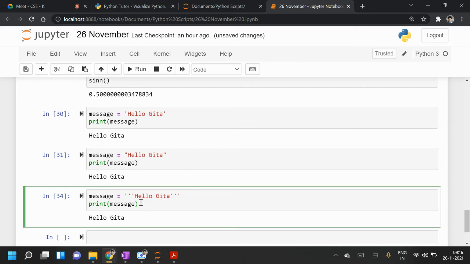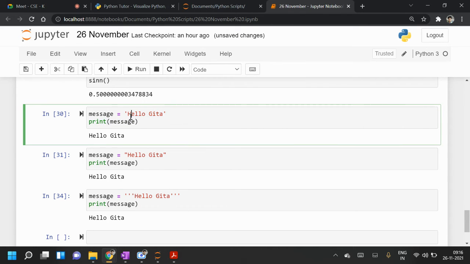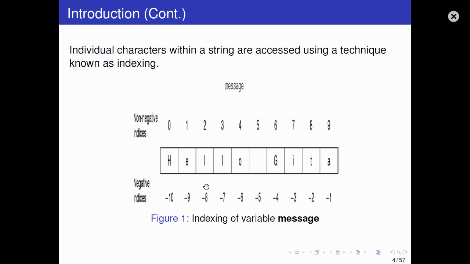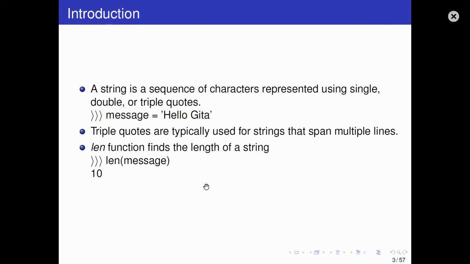So the number of quotation marks. Yeah, so I use a single quote here for that string, the sequence of characters. Okay, H is one character, E is another character, L is another, like this. So single quotation, double quotation, triple quotation. You can use any one of them. A string is a sequence of characters represented using single, double or triple quotes.